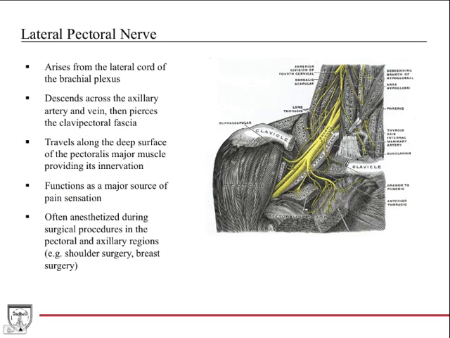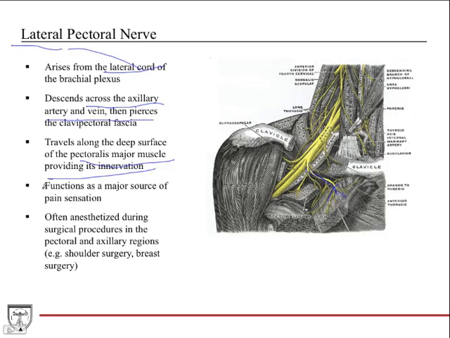Next, we have the lateral pectoral nerve, and again, lateral pectoral comes from the lateral cord of the brachial plexus. Just like the medial pectoral, it descends across the axillary artery and then the vein, and then it pierces the clavipectoral fascia. So it's coming across here, and as you can see, this was medial pectoral, this is lateral pectoral coming off the lateral cord. Since it comes from this side, it travels over the subclavian versus deep to it, like the medial pectoral. So it travels along the deep surface of pectoralis major muscle, and provides its innervation.